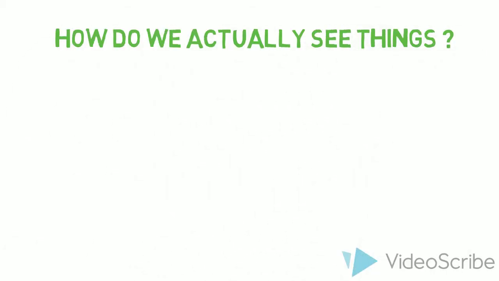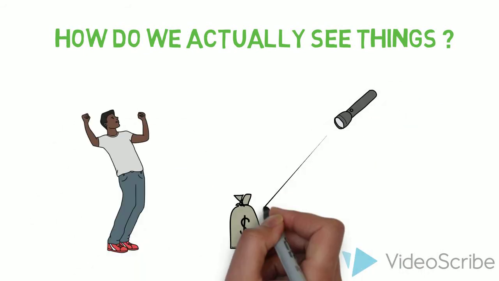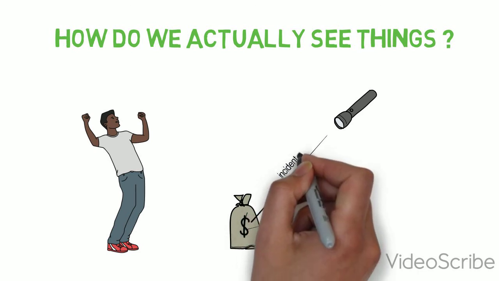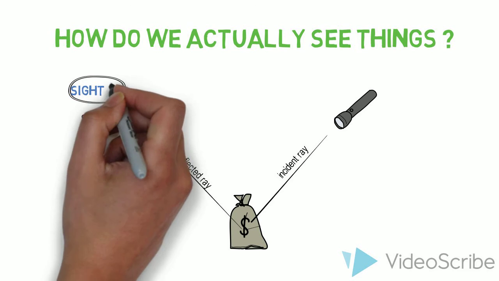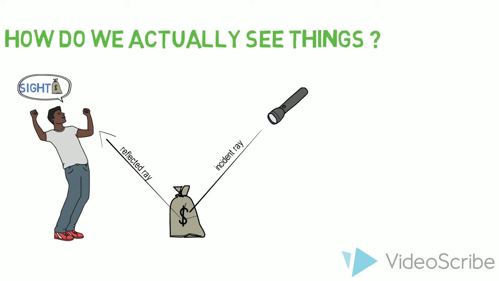So how do we actually see things? The correct setup would comprise three things: a source of light, an object, and a receiver, which in this case is our eye. Now, the light from the source will fall on the object and reflect to reach the eye, and this signal is processed by our brain and we are able to see what we see. Now that is called sight.